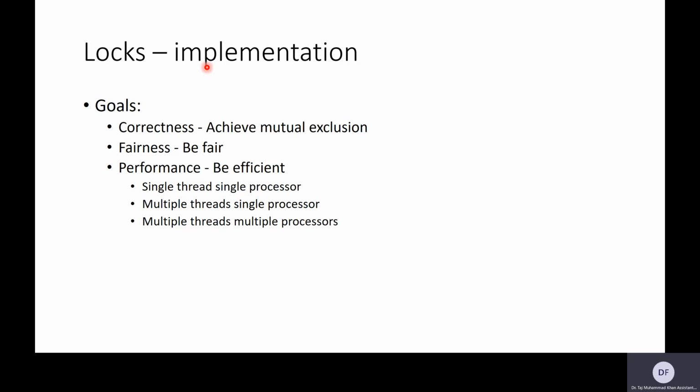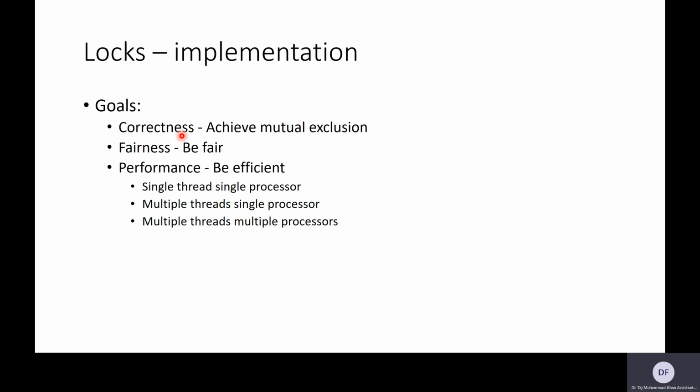For this implementation, usually the operating systems have three goals. First and foremost is correctness, so that the implementation is correct and able to achieve mutual exclusion. If the implementation is incorrect and there are bugs, and in some cases mutual exclusion is not achieved, then all the other goals are of no importance. So first and foremost, the most important goal is correctness.